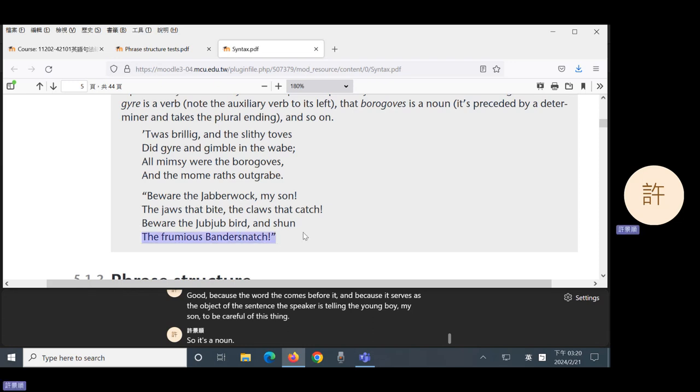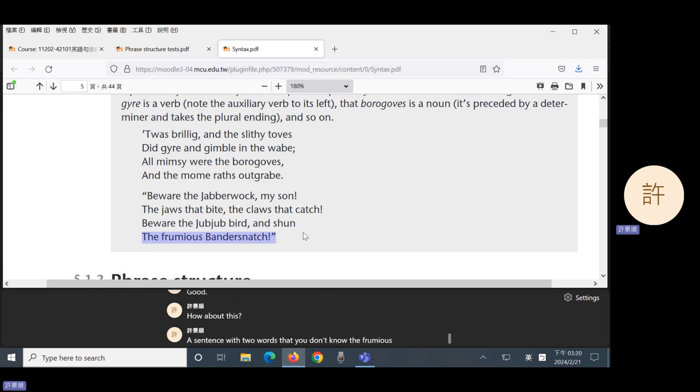Good, how about this? A sentence with two words that you don't know. The frumious bandersnatch. What part of speech is frumious? Noun, verb, adjective, adverb.